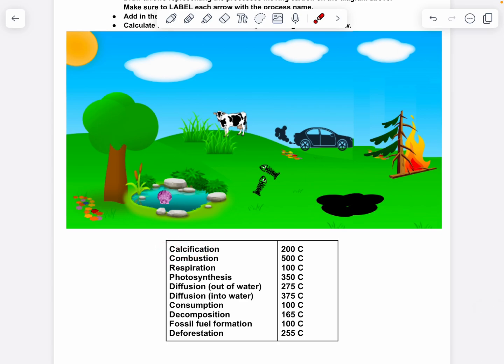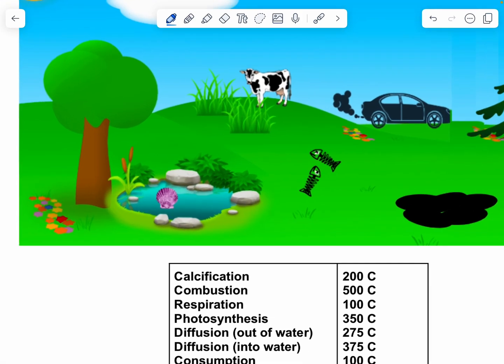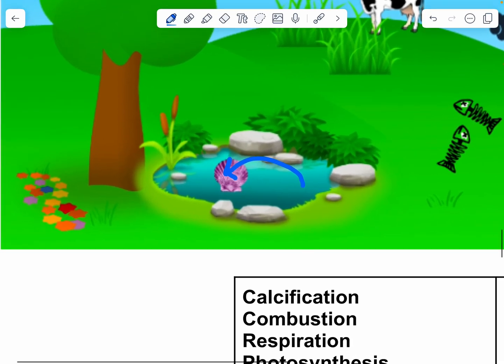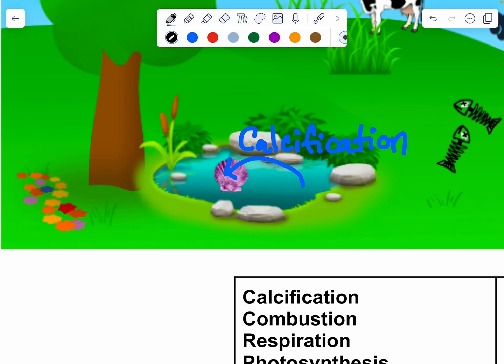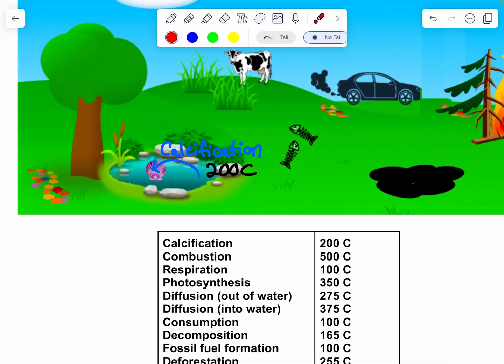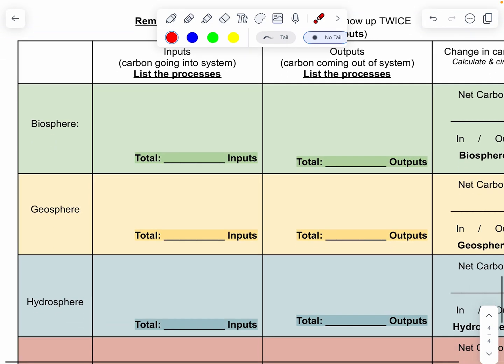Let's start with calcification. Calcification is 200 units of carbon. Okay, so here is where calcification would be happening. Carbon would be transferred from the water, from the hydrosphere, to the biosphere. So it's moving carbon. This is calcification, and it is 200 units of carbon. So 200 units of carbon that's being moved from the hydrosphere to the biosphere. So I'm going to take that information and I'm going to put it in here.